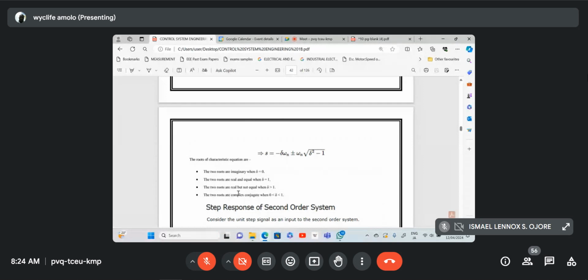The two roots are complex conjugate when it is between 1 and 0.